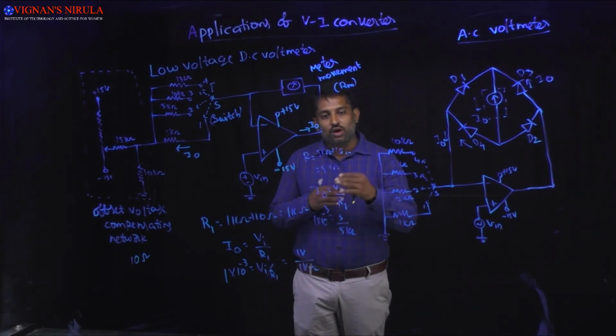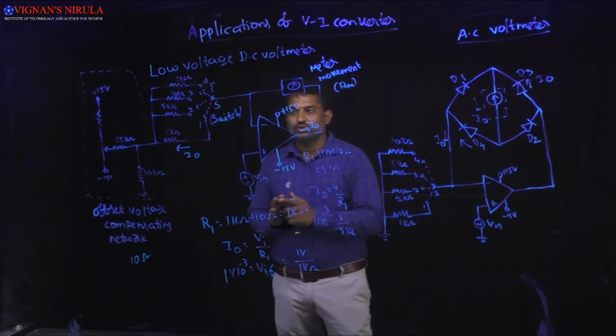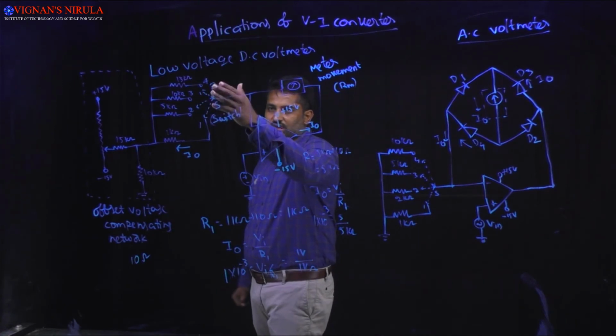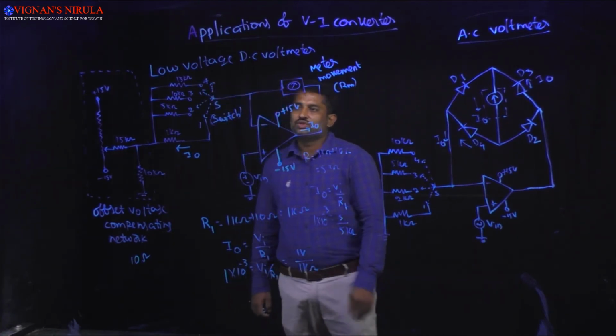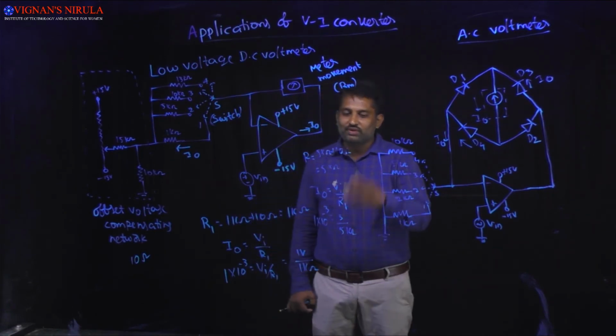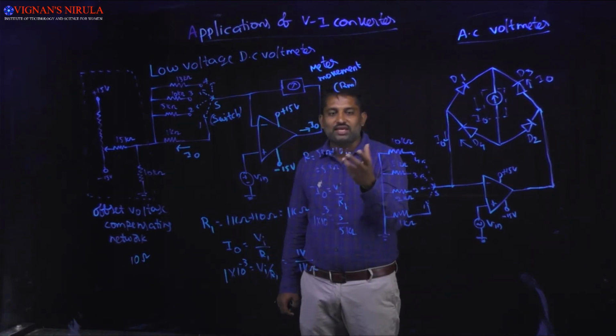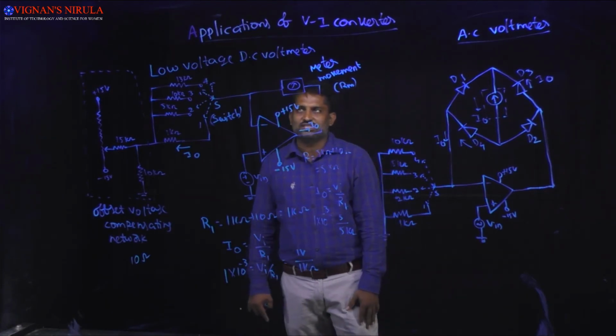Similarly, if you want to increase the range of your voltmeter, then what you are going to do is connect the switch positions for switch number 3 and switch number 4. So we will get the increased voltage ranges.